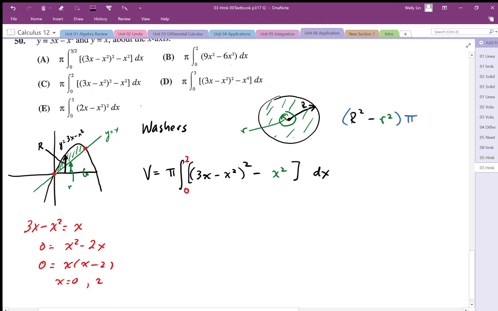That represents my integral for the volume of that solid that I generate by rotation with washers. So if I take a look at my answers, the answer is C. I can see my big R squared here minus my little r squared here.